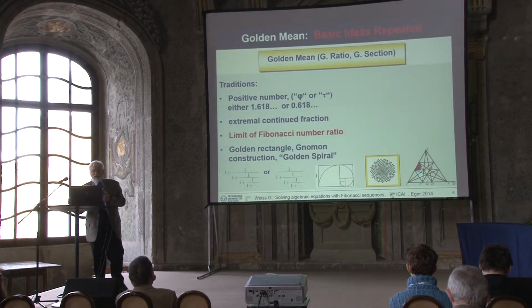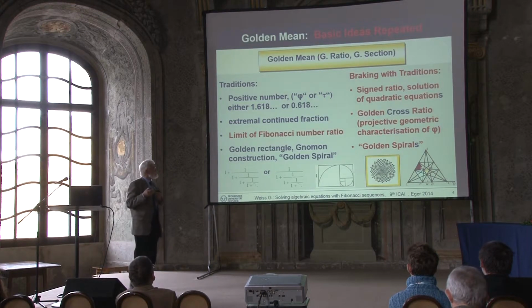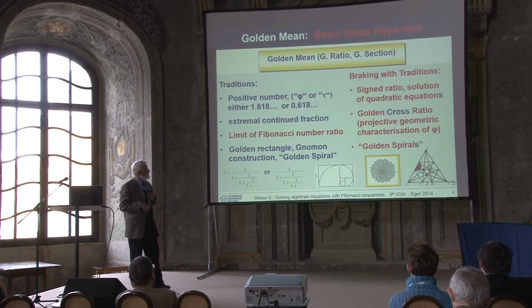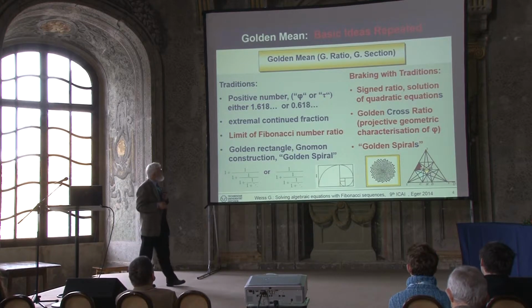So I take some basic ideas repeated. The positive number phi or tau is either 1.618 or 0.618, and breaking with the traditions, we can call both signed ratio solutions of quadratic equations, if you want only positive values. It's the extremal continued fraction, whatever.